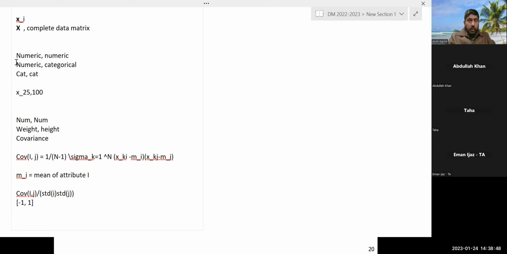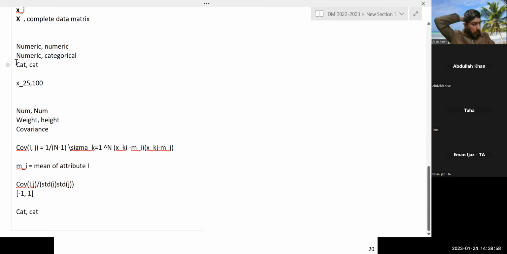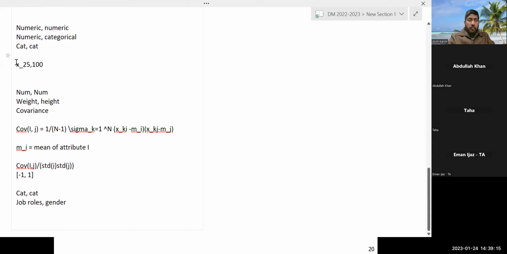All right. So now this was numeric attributes. So what about if both are categorical? Categorical. So let's say you have, for example, job roles, and then you have gender, for example. So both of these are categorical attributes. How do you understand the relationship between them? So for this, you typically have to create what is known as a cross table, cross tab.